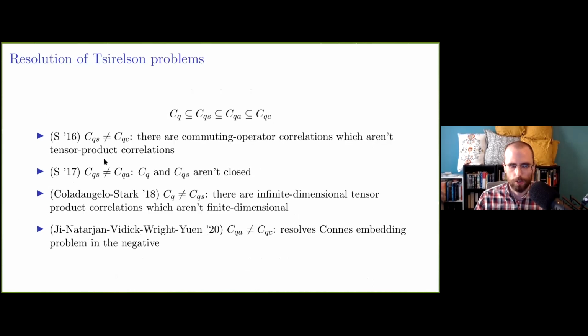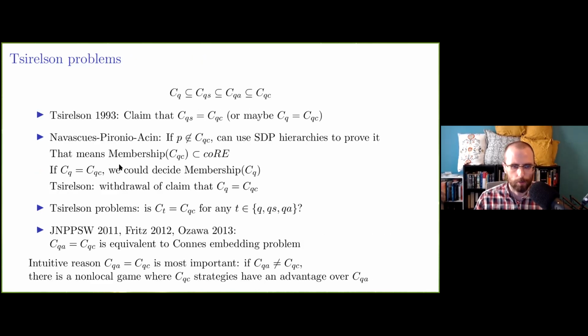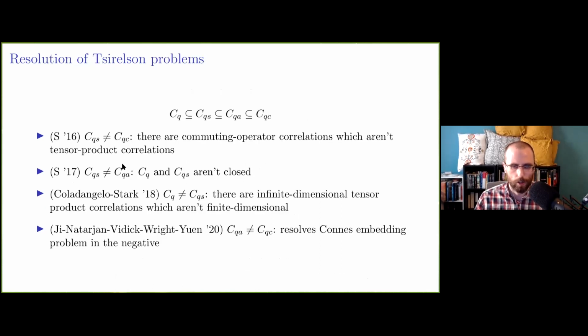Okay, so this was a mystery for a while as to what was going on here, but in just the last few years, we started to get some answers. So in 2016, we found that CQC is not equal to CQS, which means there are commuting operator correlations which aren't tensor product correlations. So these two axioms, the commuting operator axiom and the tensor product axiom, are actually different. And then we also found that CQA is not equal to CQS, which means these two sets aren't actually closed. So we do really need to talk about CQA if we want a closed set.